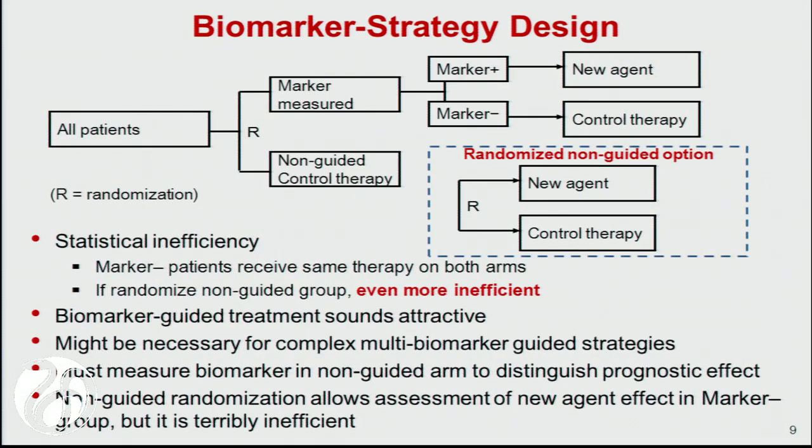The biomarker strategy design is one that we statisticians generally do not recommend. It sounds very attractive because the way it works is that we randomize you between getting the marker and using it to determine your therapy, versus not having the marker assessed and just going on to whatever the control therapy is. Well, the main limitation of this design is that if you're marker negative and get randomized to the arm that uses the marker, you get control therapy. If you get randomized to the arm that does not use the marker, you also get the control therapy. So you're really wasting those patients. You are not getting full information out of those patients.